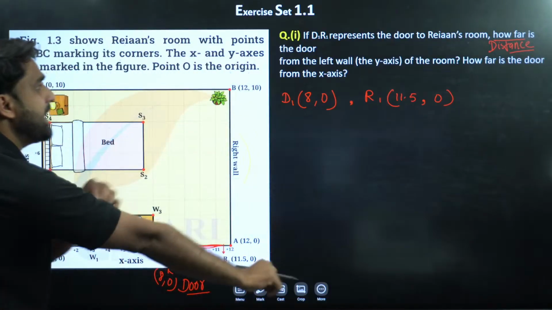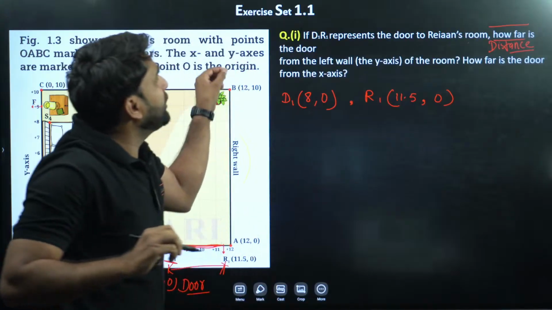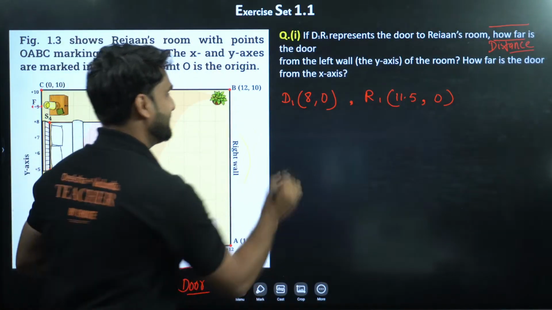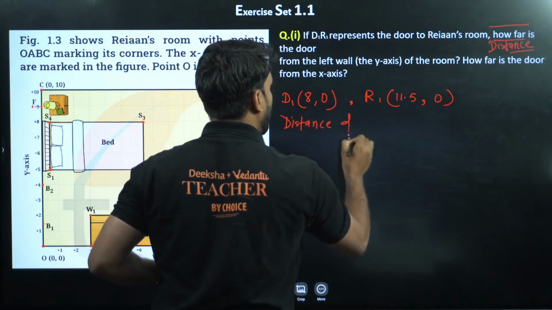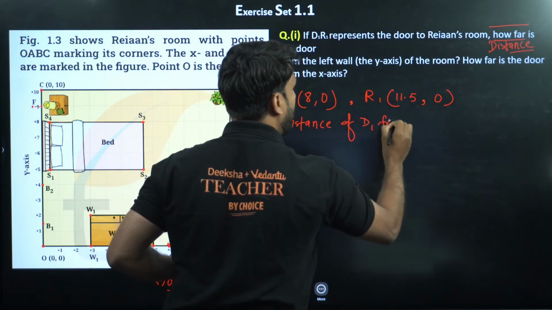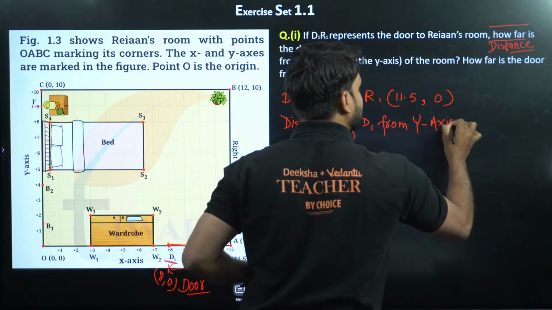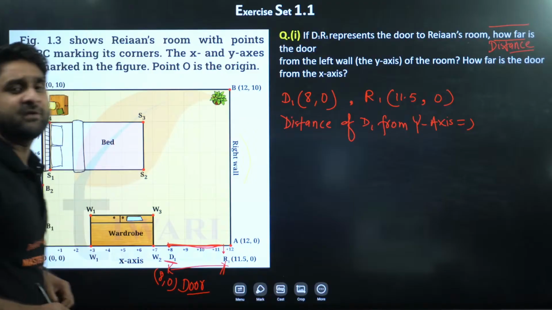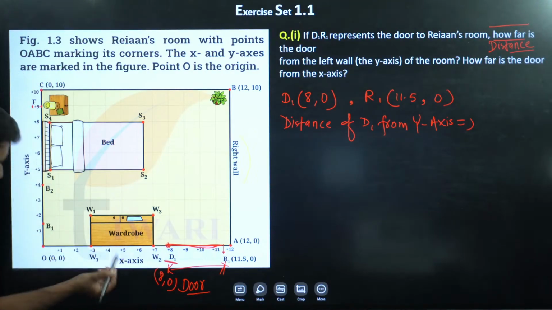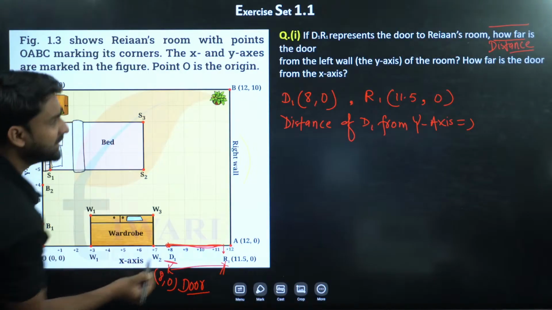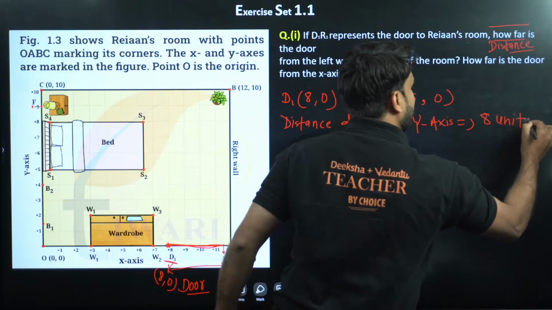Now the question is how far the door is from the left wall. So the distance of D1 from the y-axis. What will be the distance of D1 from the y-axis? This is D1 and this is the y-axis. So this whole will be the distance. This is equal to 8 units. 8 units is the first answer.